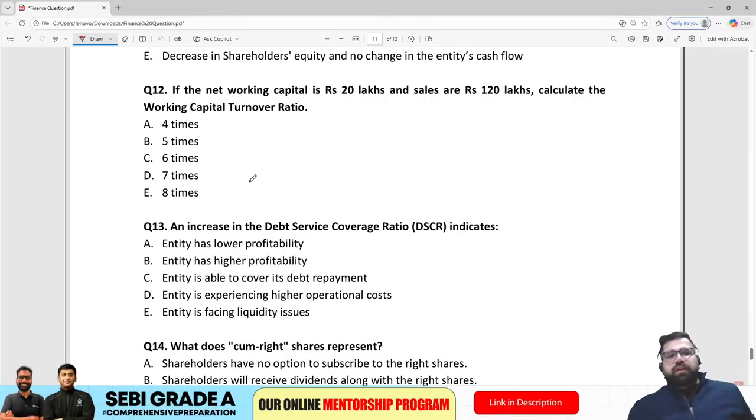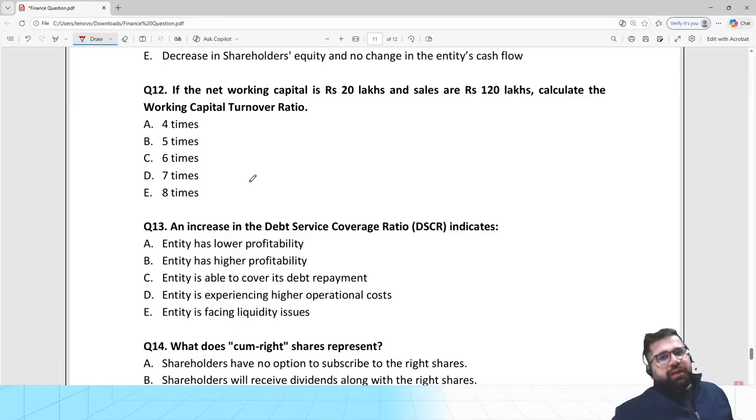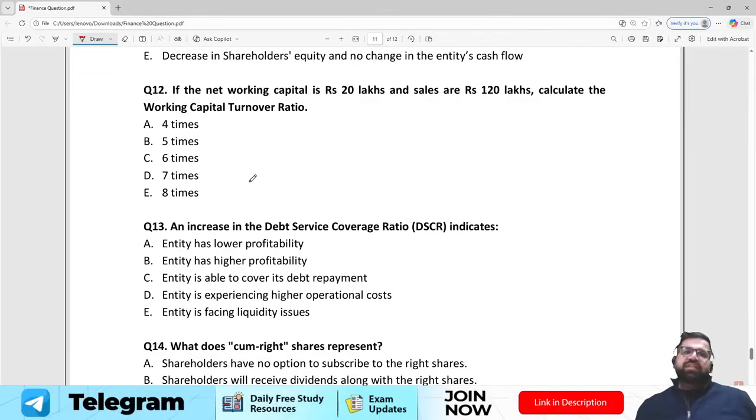Question number 12. The net working capital is 20 lakh and the sales of the company is 120 lakhs. Calculate working capital turnover ratio. Working capital turnover ratio is given as what?